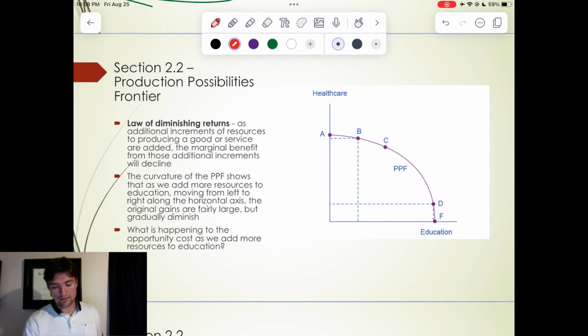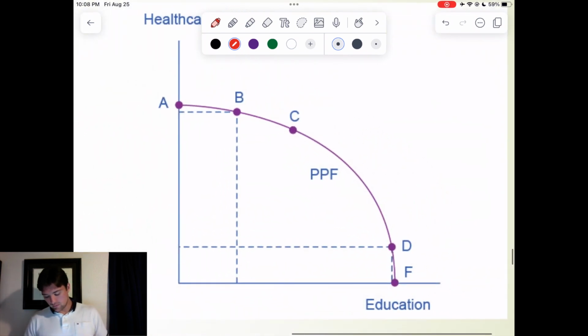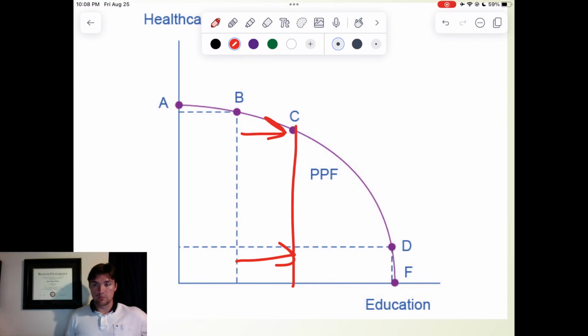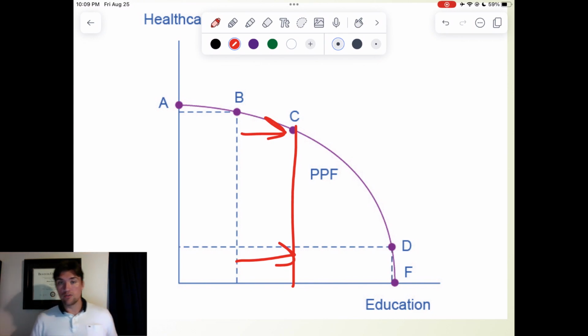Let me show you what that looks like. So over here, when we go from B to C, so we're doing more education, we're having a pretty good increase here. So this could be something like the government is putting more resources in education. So now we're getting some doctors to be teachers, which is a great thing because they have practical knowledge and then they could use that for the classroom and it could be really good.